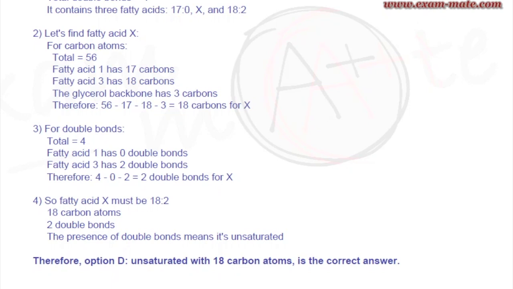3. 4 double bonds. Total equals 4. Fatty acid 1 has 0 double bonds. Fatty acid 3 has 2 double bonds. Therefore, 4 - 0 - 2 is equal to 2 double bonds for X. So fatty acid X must be 18:2, 18 carbon atoms, 2 double bonds. The presence of double bonds means it's unsaturated. Therefore, option D, unsaturated with 18 carbon atoms, is the correct answer.